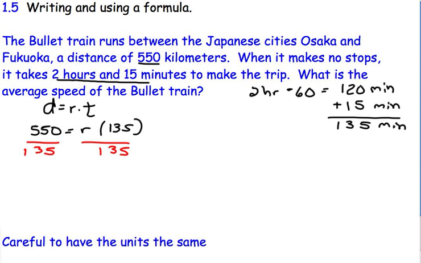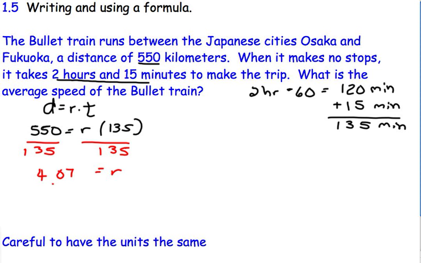Dividing by 135, you get a decimal, and that decimal is 4.07, and it keeps on going, but I rounded. So 4.07.